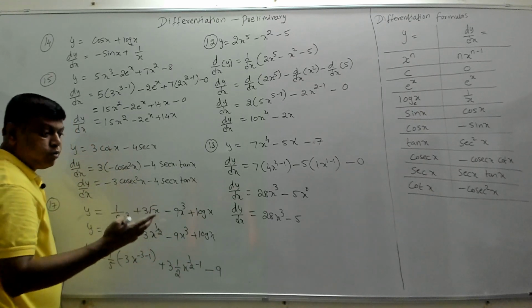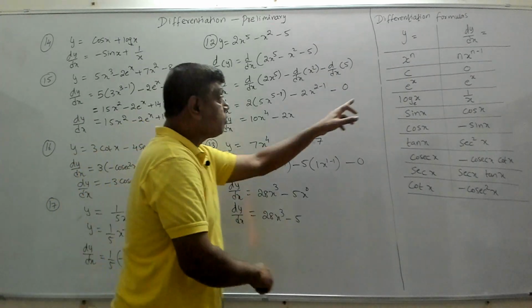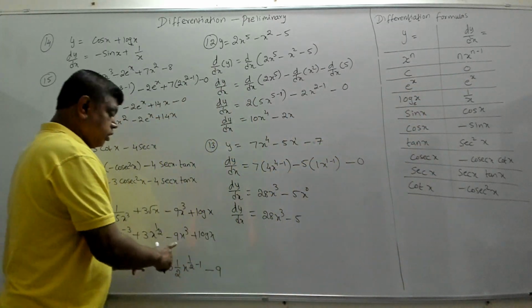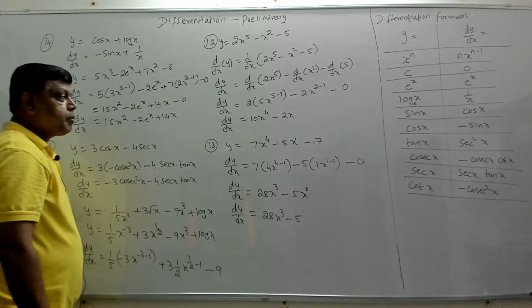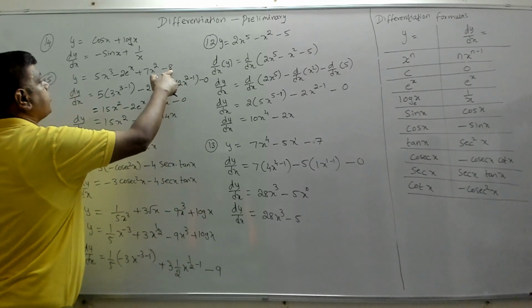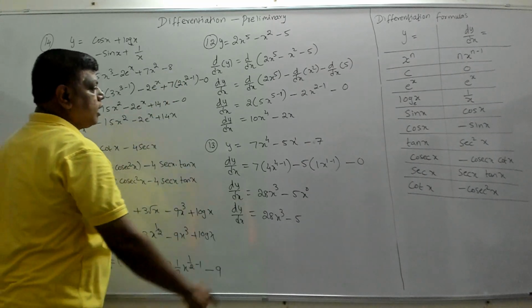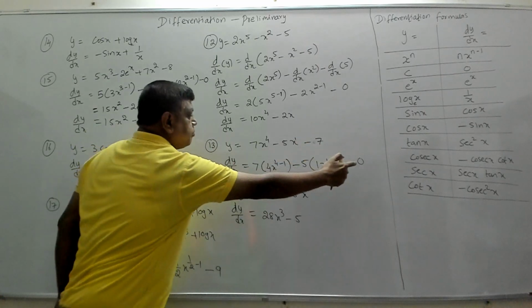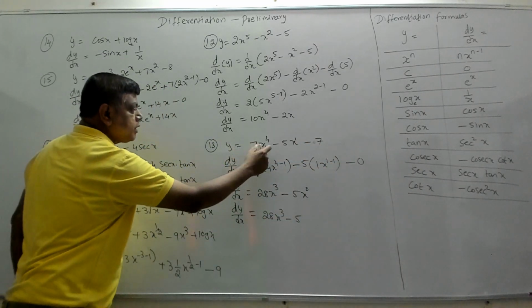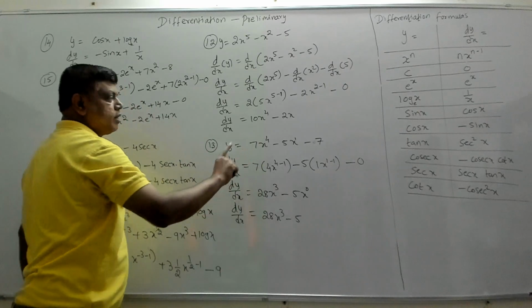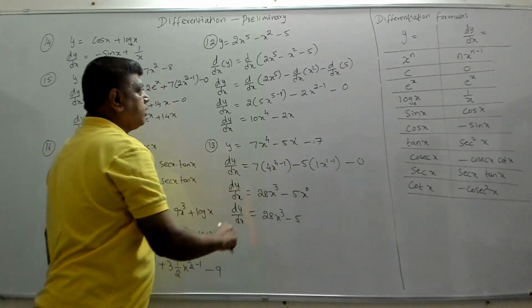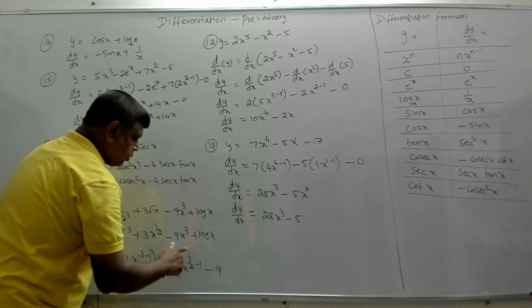So again I am telling you, don't think 9 is a constant and differentiation of constant is 0, so we should put 0. No. If 9 alone comes separately like this, then the differentiation is 0. But if it comes with the multiplication with another function, then 7 should be written as 7, or 5 should be written as 5. Right? So 9 should be written as 9.